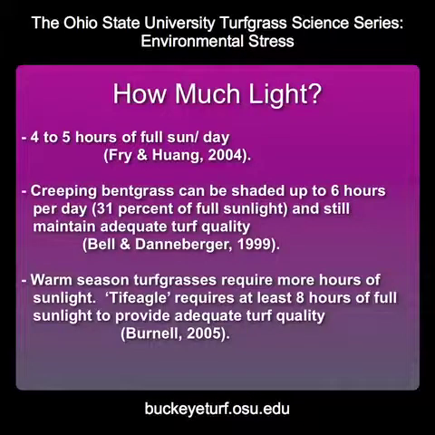It has been reported that turf grasses, both cool and warm, need a minimum of 4 to 5 hours of sunlight. However, this amount often does not provide enough radiant energy for what we would consider acceptable turf quality. Creeping bentgrass can be shaded for 6 hours with little wear or traffic and provide acceptable turf quality. However, if you provide stress to that turf, the decline can be rather rapid. Warm season turf grasses require more sunlight. Tifeagle and ultra-dwarf Bermuda grass requires at least 8 hours of sunlight to provide acceptable turf quality.